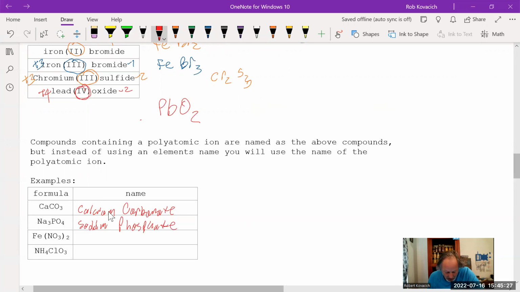Okay. The next one is an iron, and that does have a variable oxidation state. So I need to look at the nitrates, and the nitrates have a -1 charge, but there are 2 of them. So that means it's got a -2 overall. So then the iron must be a +2. So it'll be iron(II) nitrate. So again, the 2 doesn't mean 2 irons. It means the irons have a +2 charge on them.